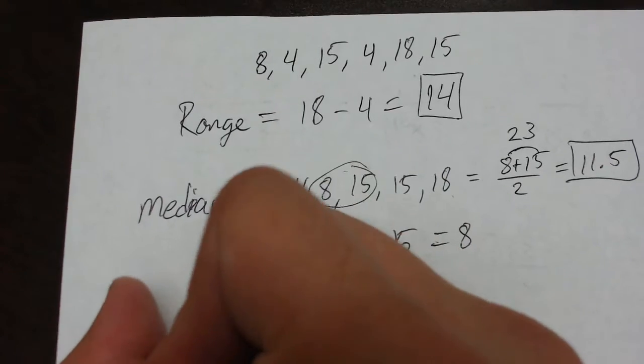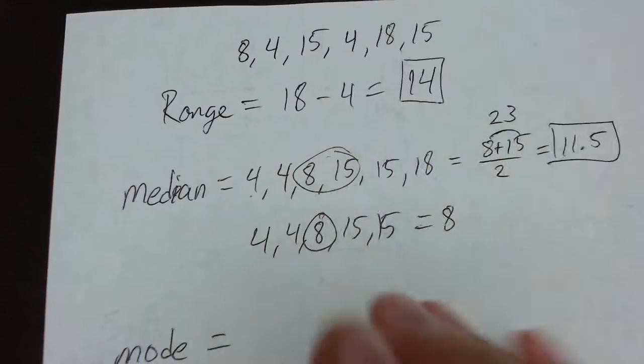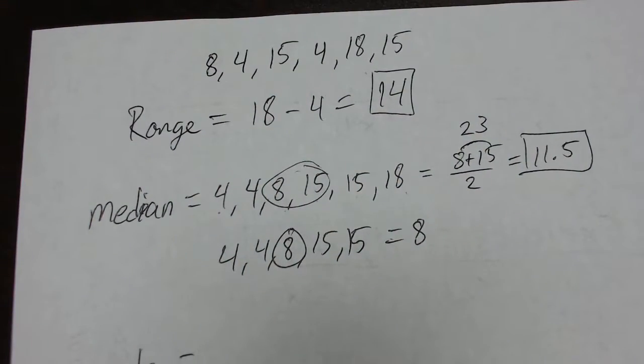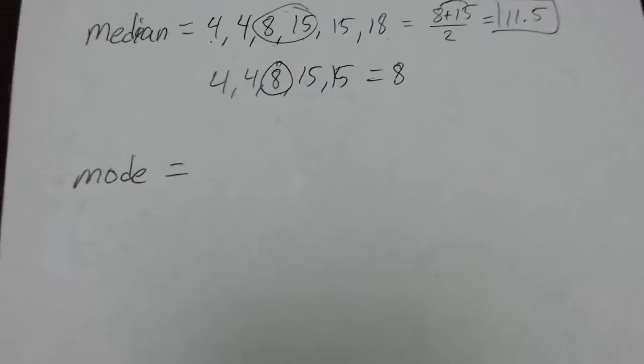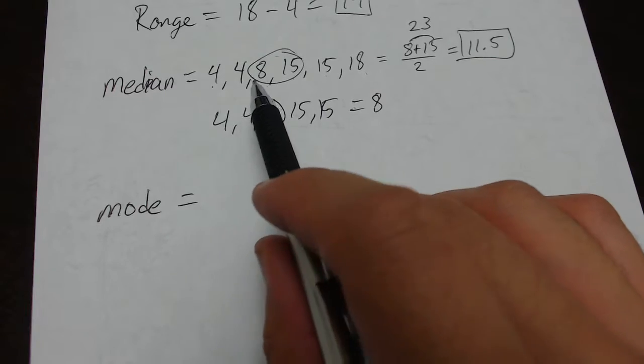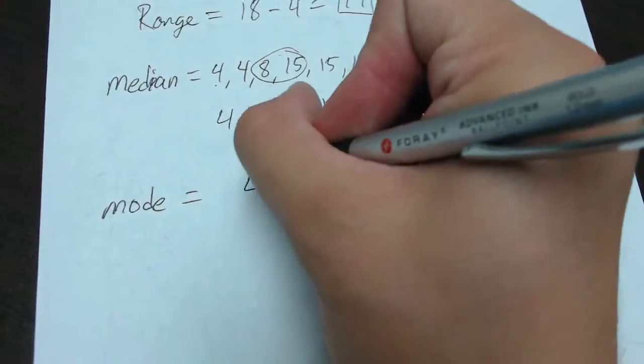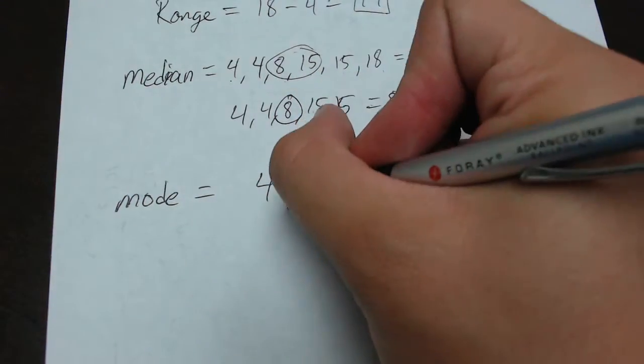Now let's go with mode. Mode, remember, means most. So I'll look at my data again, and I really don't need to recopy it. I can examine it up here. And I look at which number shows up the most. All right, well, 4 shows up twice, and then 15 shows up twice.